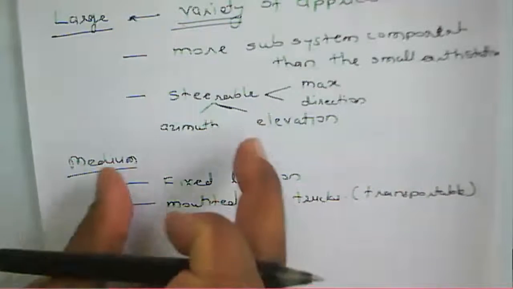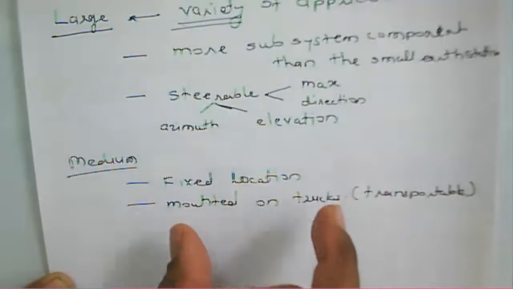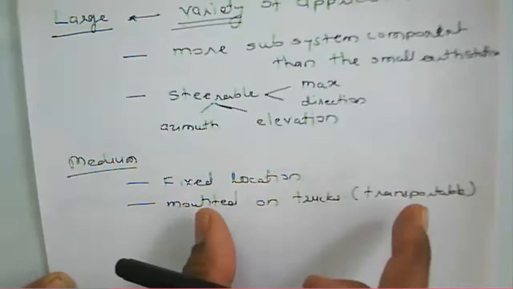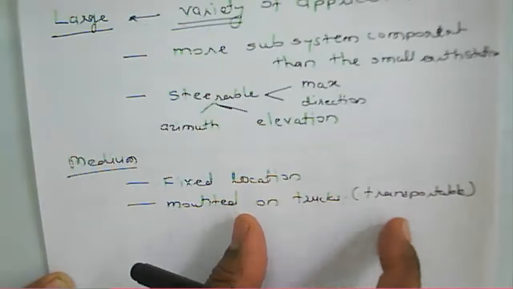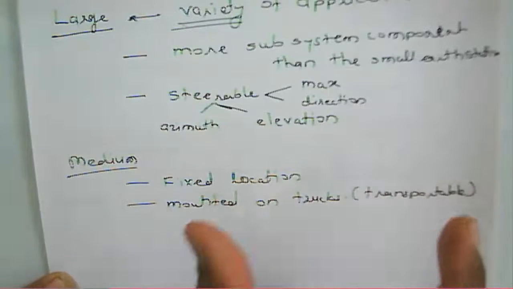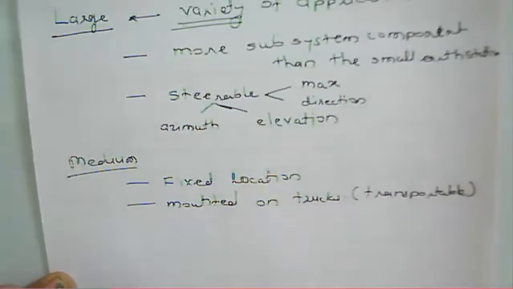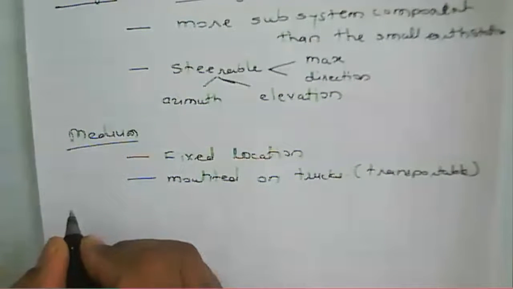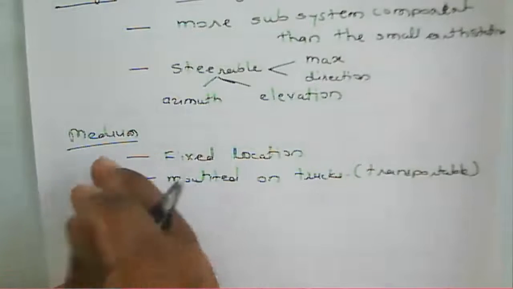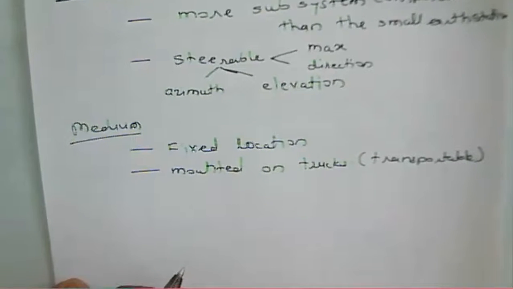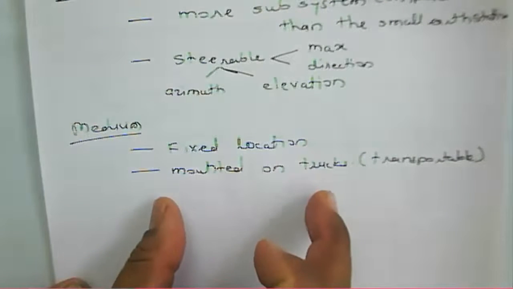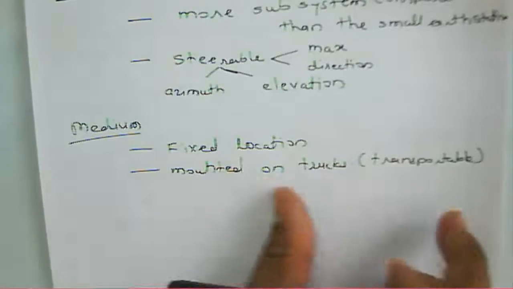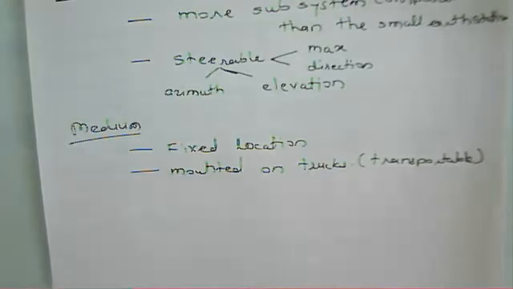That antenna, that system mounted on the truck, is just like a transportable. That truck is transportable for a temporary connection or a temporary link to the satellite. So that is about a medium earth station. We can even say that it is used in war and similar situations. That is a medium earth station.